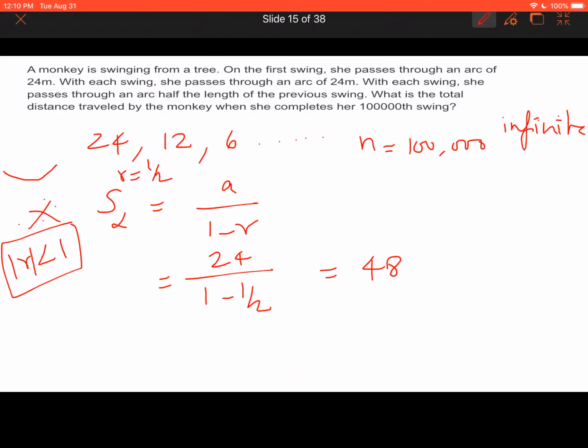So the total distance traveled by the monkey when it completes an infinite number of swings in this way is going to be 48. Okay, 48 meters.